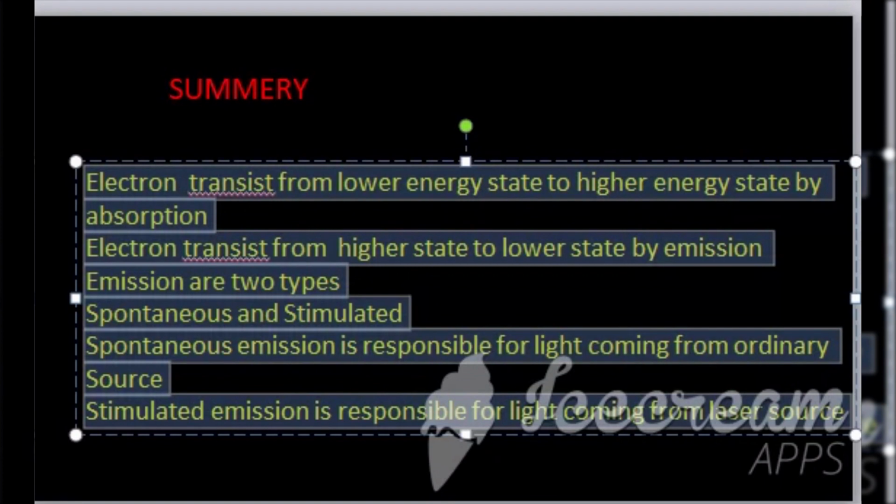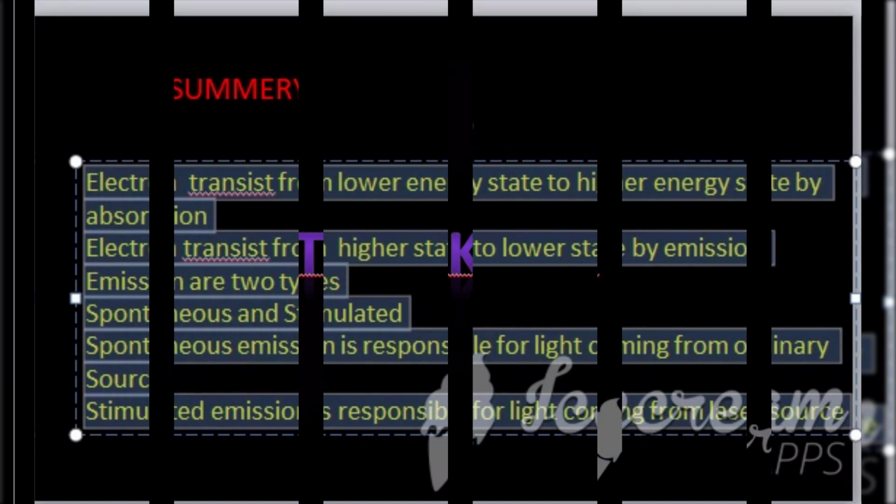Light coming from laser is coherent, unidirectional, monochromatic, and highly intense. Thank you.